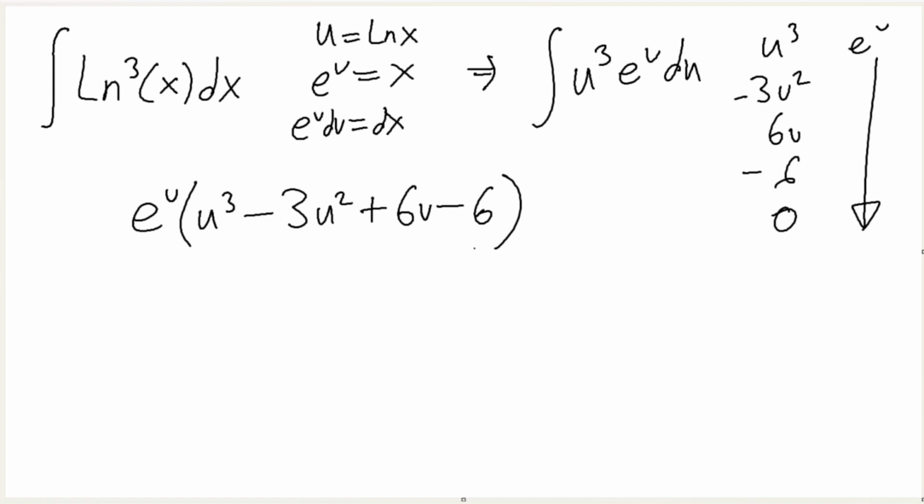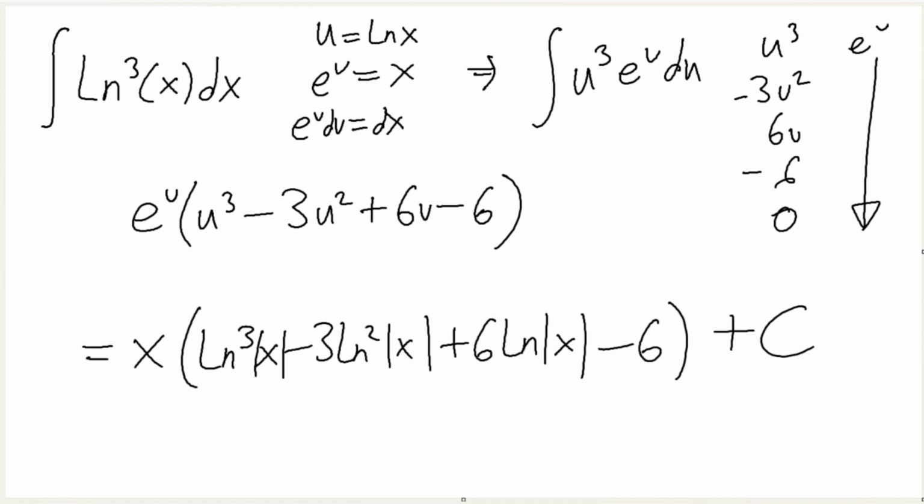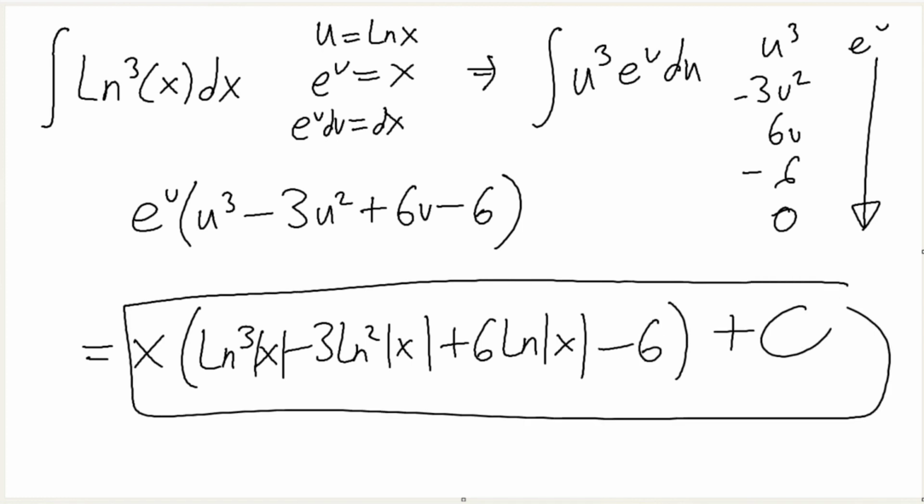And then now you just put u into ln of x. E to the u is x. And then now you get ln cubed minus 3 ln squared. Don't forget your absolute values, or you have a chance of being eliminated. And that's it. Much faster than just integrating by parts multiple times with ln.